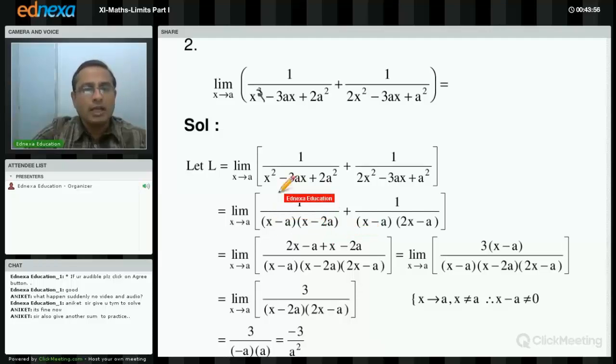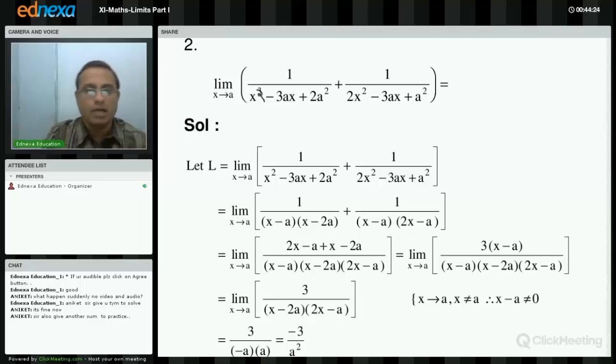How? X into which term is x square? X into x is x square. Simple. Minus a into which number is plus 2a square? Minus a into minus 2a is plus 2a square. So I got the second factor. See, limits is not difficult. What is difficult is factorization, using trigonometric results, using laws of logarithm. So that part is very important.